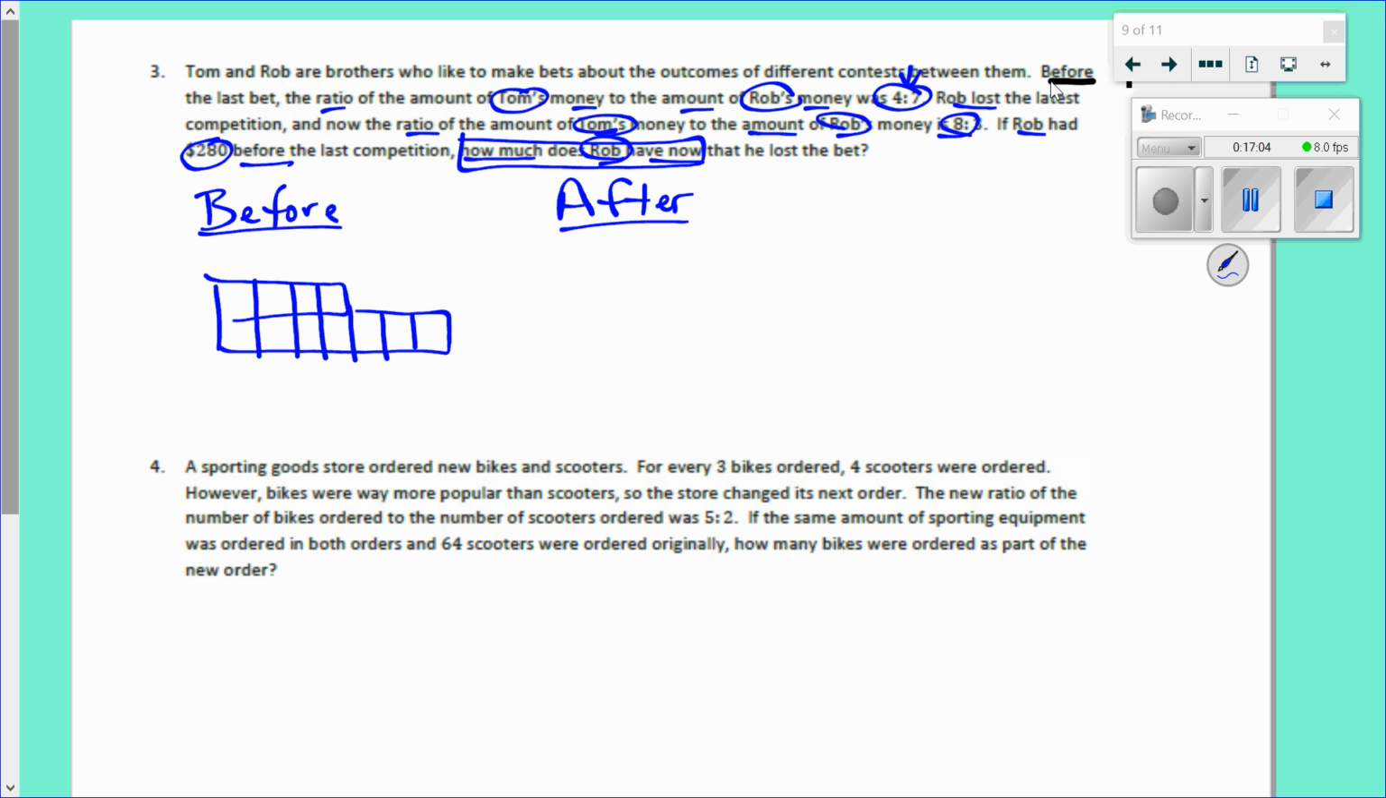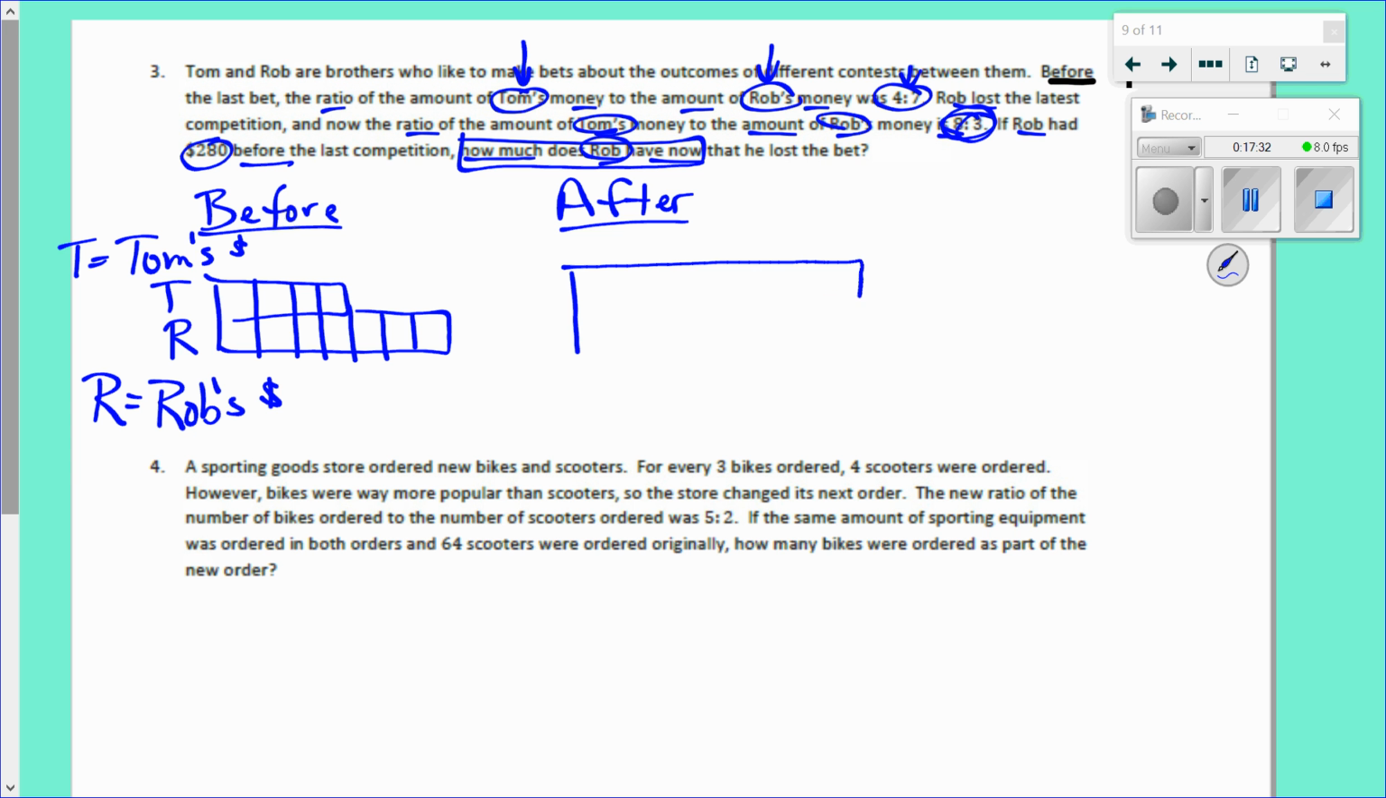Don't forget to label them. Tom came first, so he gets the first one. Rob came second, so he gets the second. It is literally this easy, guys, to do this translation. So T is Tom's money. R is Rob's money. After the bet, that ratio changed. It's now right here, the 8 to 3. So now I'm going to change my boxes. It's 8 on top, 3 on bottom.